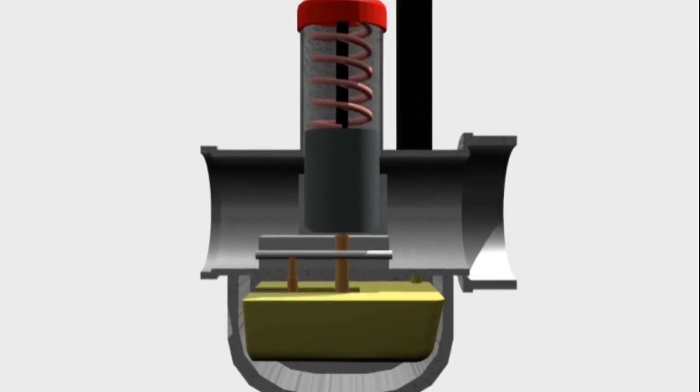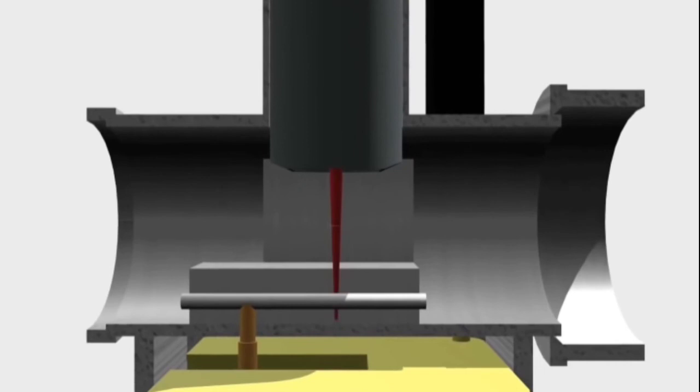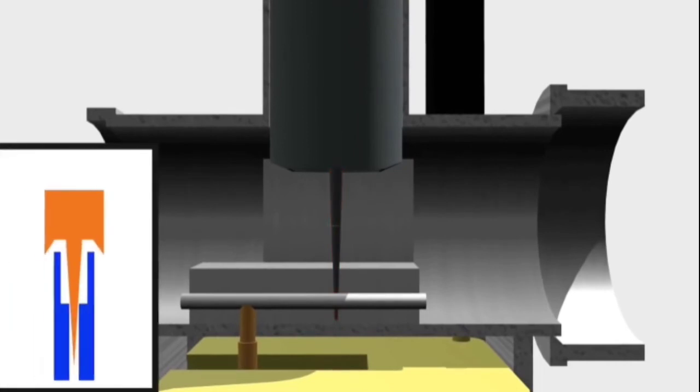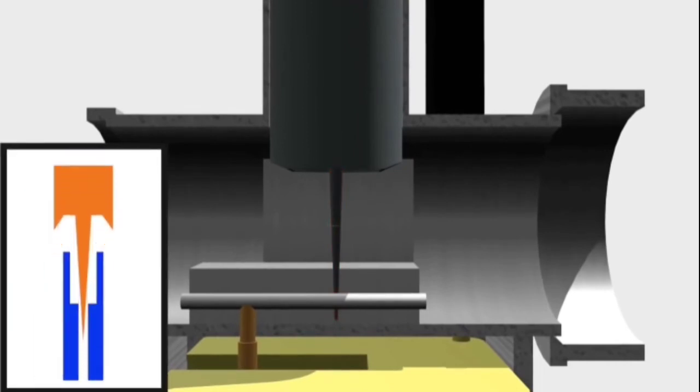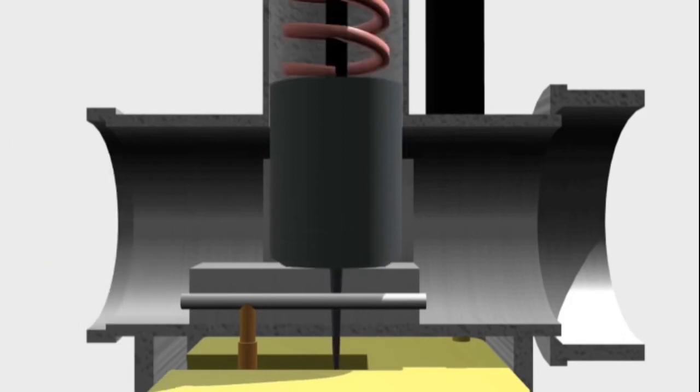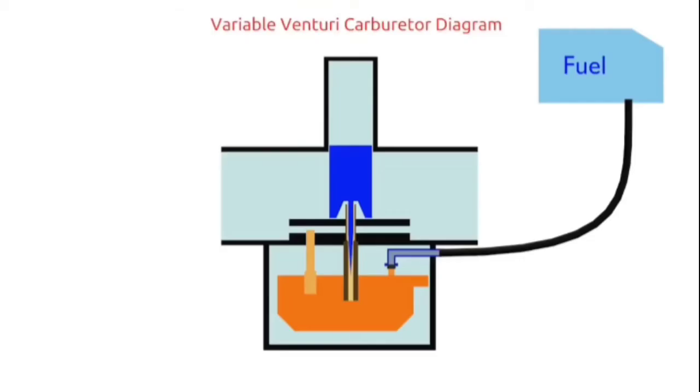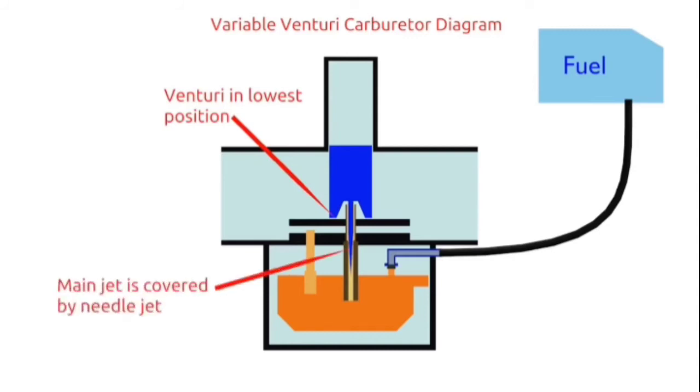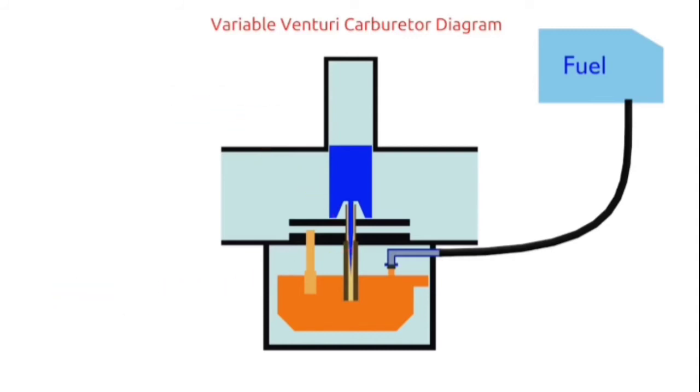The last, there is a needle jet. This is a pointed needle that adjusts the width of the main jet according to the piston position. So when the engine is idle, the piston is in the lowest position. It makes the venturi very narrow. And the main jet is also covered by the needle jet. This condition forces air to flow through the idle air channel and fuel out through the pilot jet.